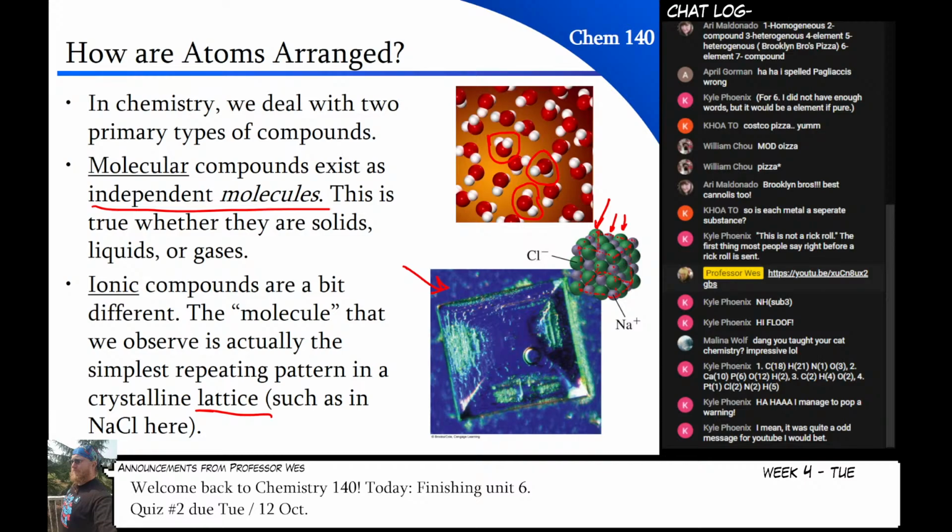So those are the 2 types of molecules or compounds that we're going to be looking at. Molecular compounds are independent structures that exist individually. Ionic compounds do not. They are all stuck together in one giant macro, I want to say macro molecule, but it's not really a molecule. In one macro lattice, I guess we'll say.